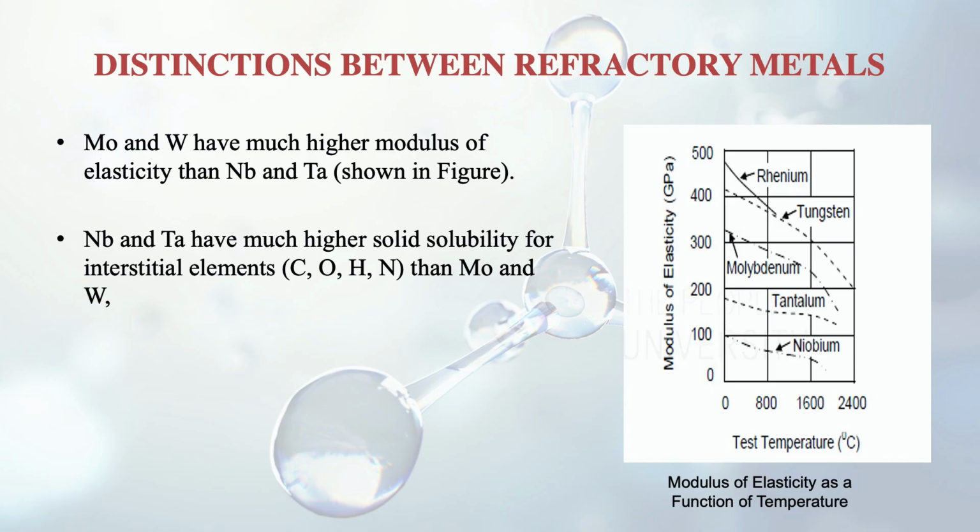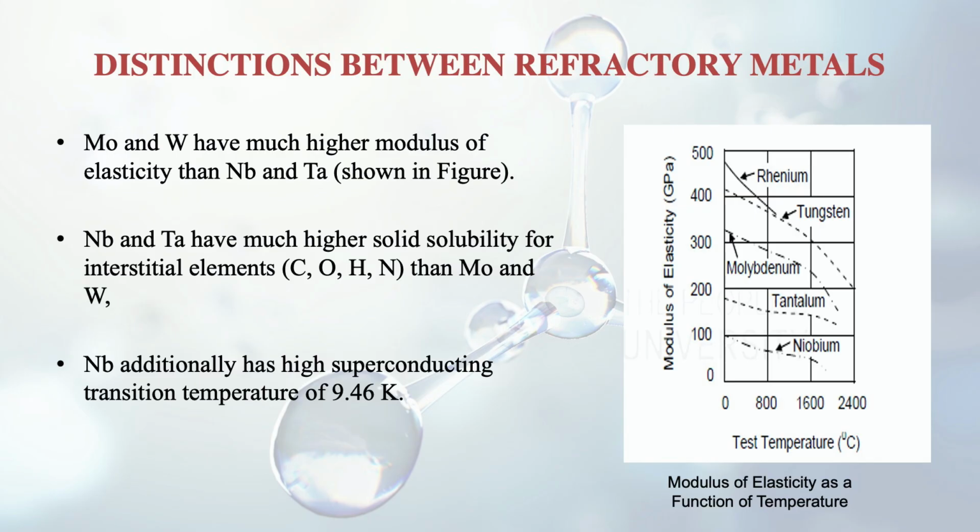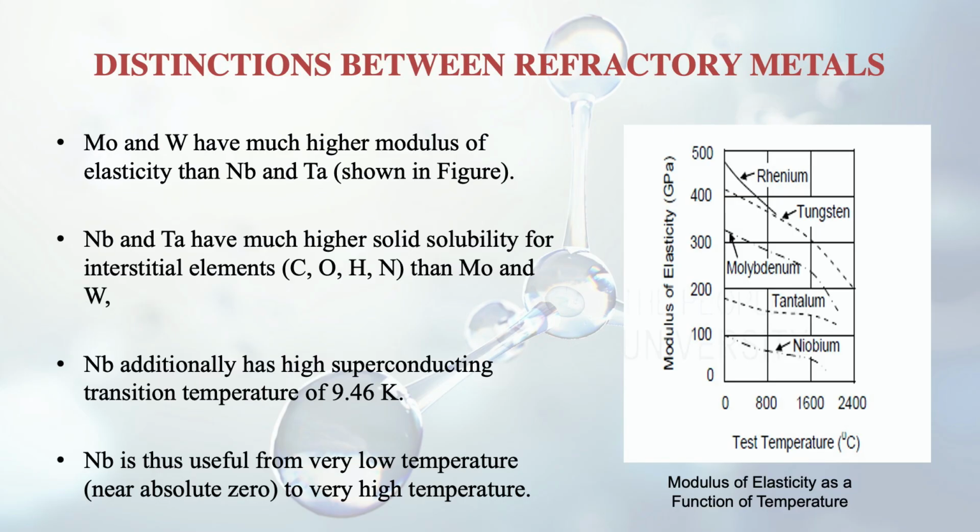Then what do Nb and Ta have? They have much higher solid solubility for interstitial elements. What kind of interstitial elements? Like carbon, oxygen, hydrogen, nitrogen. They have better solubility than Mo and W, molybdenum and tungsten. Then niobium additionally has a high superconducting transition temperature of 9.46 Kelvin. So from this superconducting transition temperature, we can see that niobium can be used from very low temperatures to a range of very high temperatures. So this property of niobium is very useful.